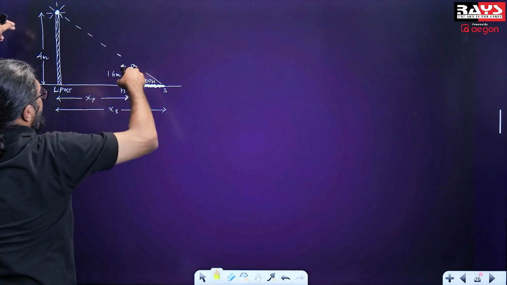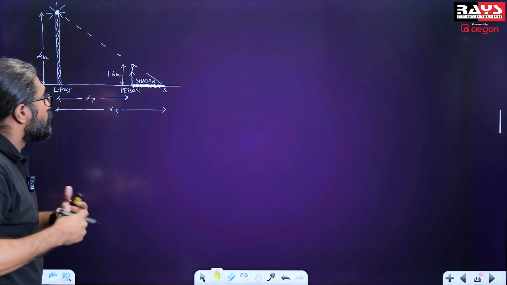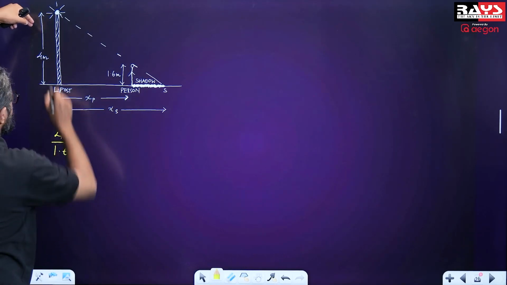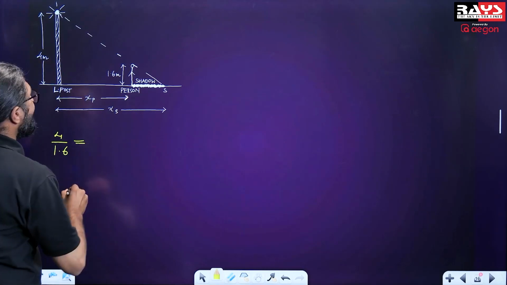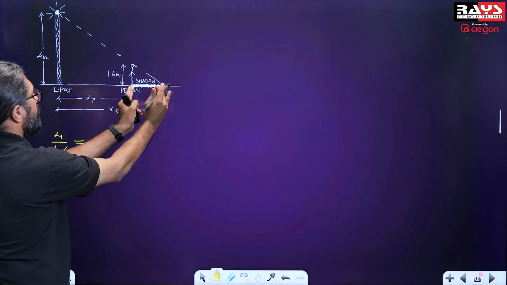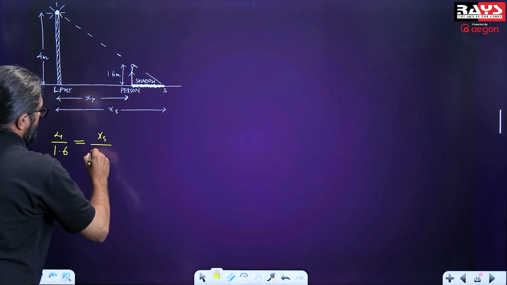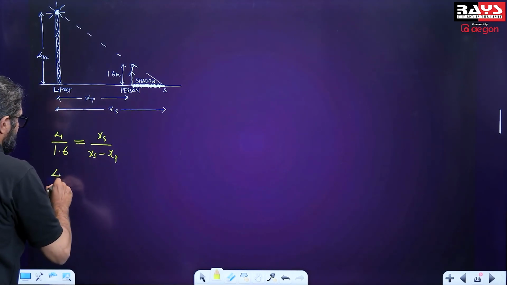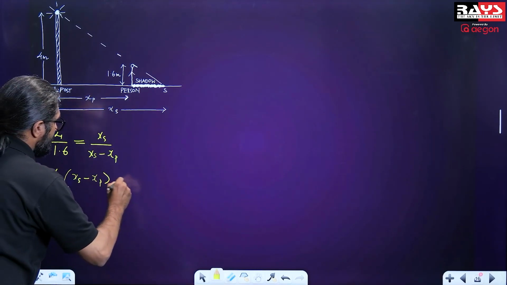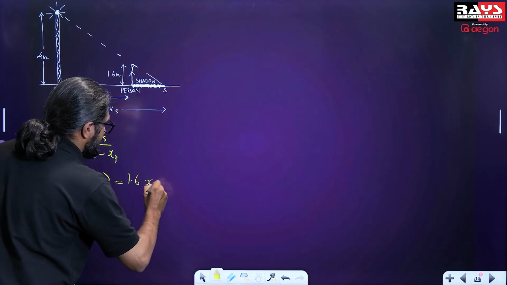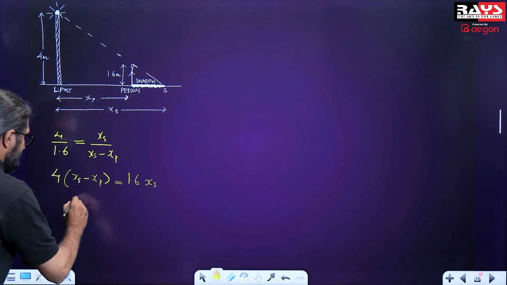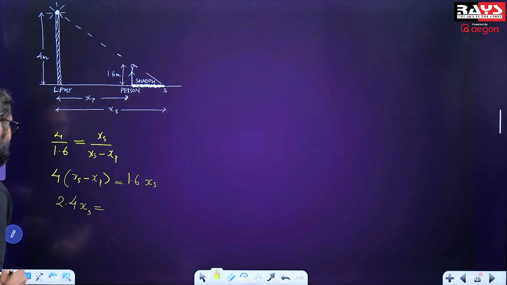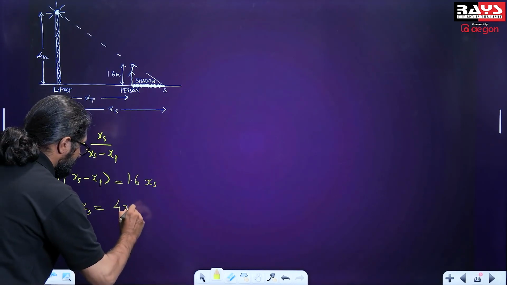Now, with these two similar triangles, we are allowed to write side ratios, and the side ratios here would be 4 divided by 1.6 from the larger one and the smaller one. That should be equal to xs divided by the small distance, that is xs minus xp. Now, if that is true, on cross multiplication we will have 4 into (xs minus xp) being equal to 1.6 times xs. On rearrangement, I would have 2.4 xs being equal to 4 xp.